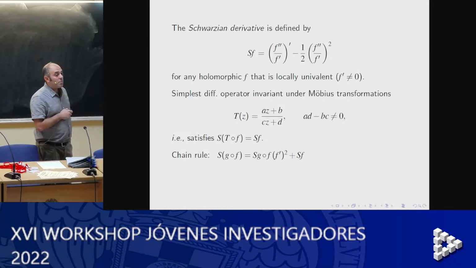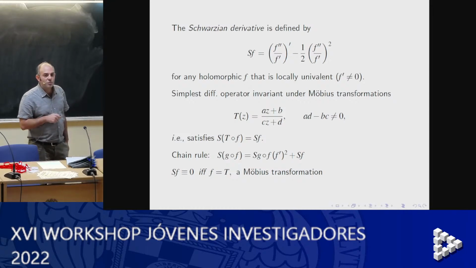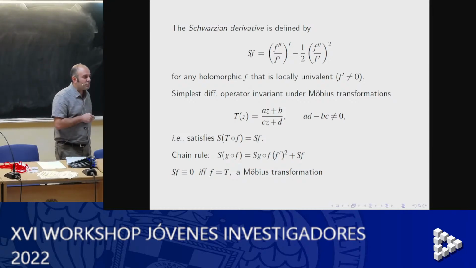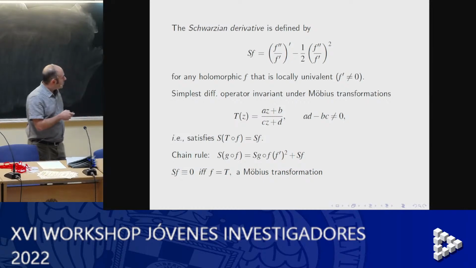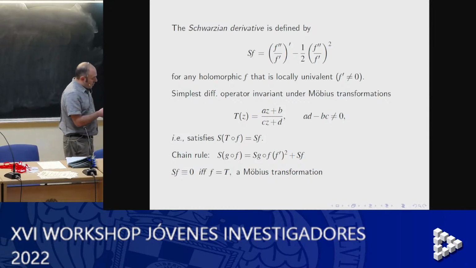Then again, more generally, nothing should be called a derivative if it doesn't satisfy some chain rule, and this is the chain rule. It acts sort of as a quadratic differential. So you have this f prime squared over here. And then its kernel is just the group of Möbius transformations. So it vanishes only for Möbius transformations. So these are the main properties of this operator.